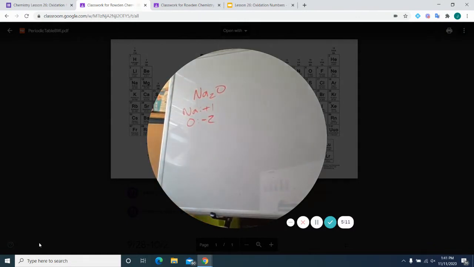And with this one, this is easy. We don't have to do any math. We can just figure out what it is just based on where they're at in the periodic table.